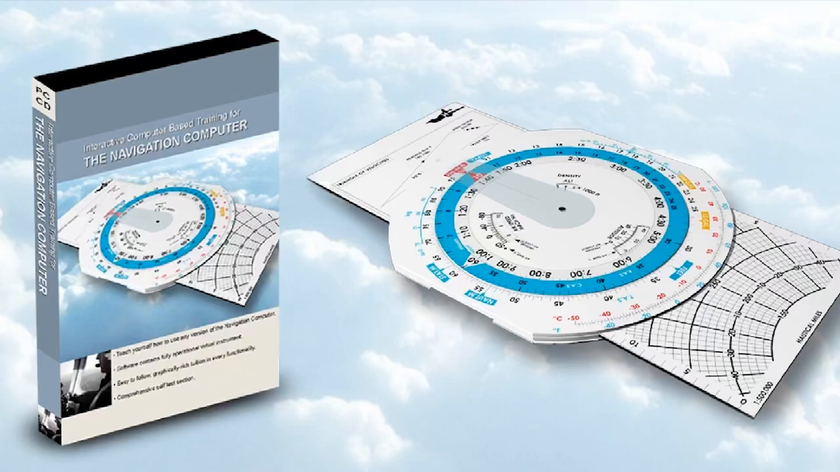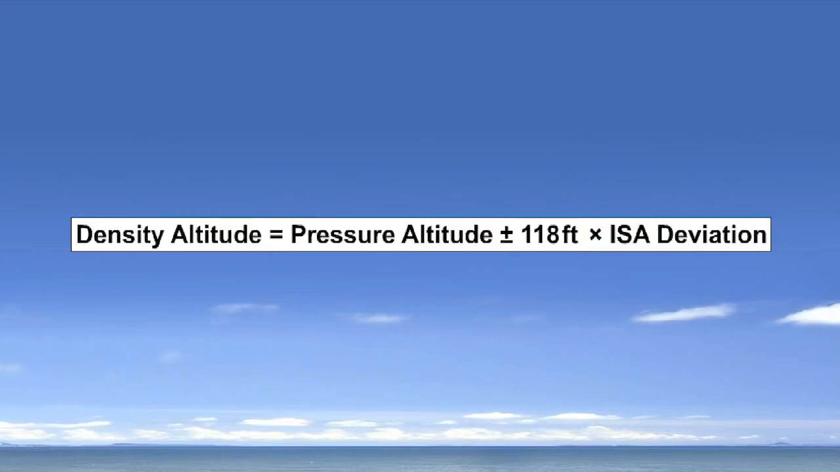We can either employ a navigation computer to determine the actual density altitude, or use a simple formula. The formula requires that we add to the pressure altitude 118 feet for every degree Celsius that the actual temperature is above ISA.